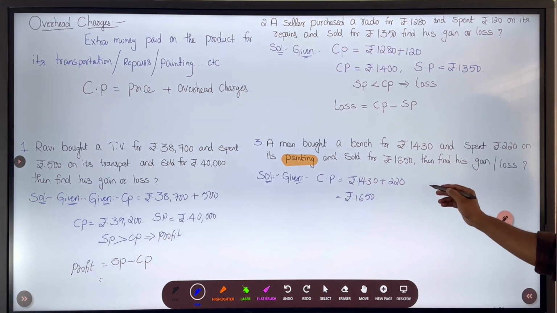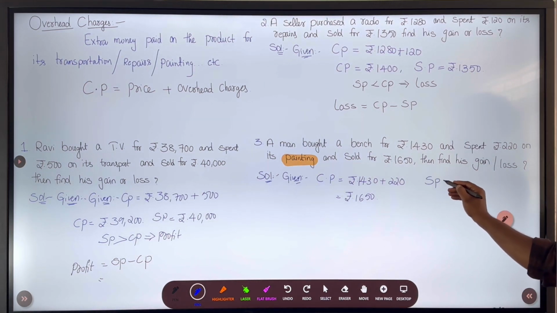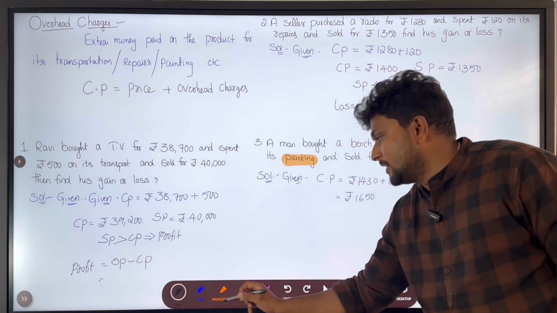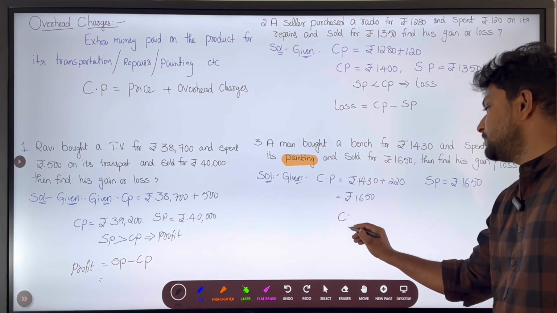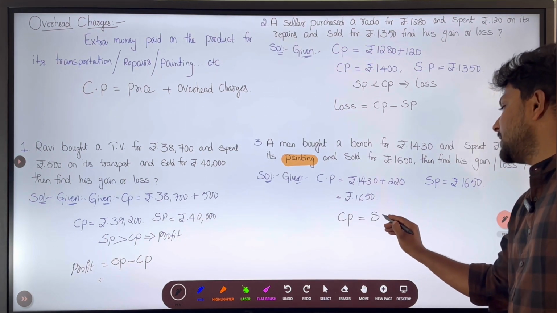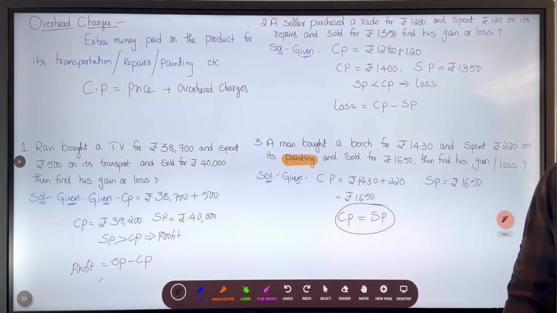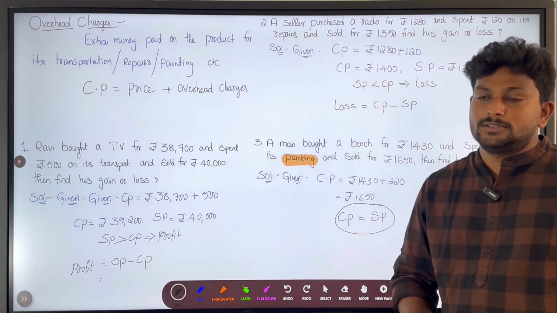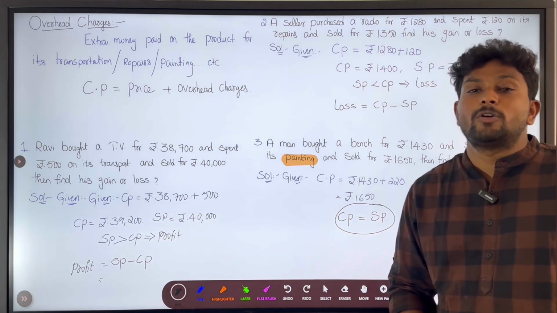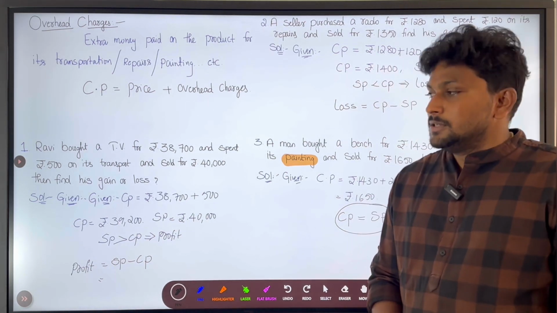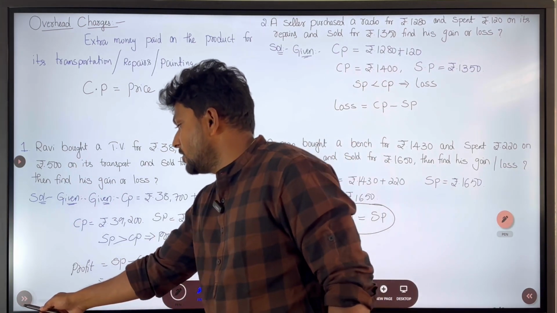And then sold for, what is the selling price? Selling price is rupees 1650 only. So look here, selling price and cost price are both the same. Cost price equals selling price. So when cost price equals selling price, what happens? We are getting neither profit nor loss. In this situation we are getting neither profit nor loss. So that is about overhead charges. So next we will go for the next topic.